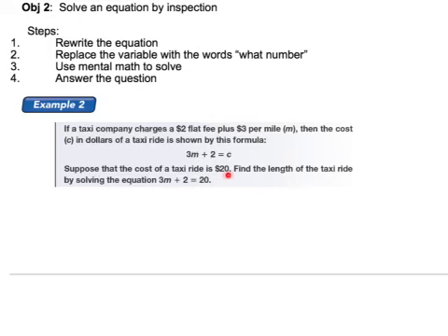Suppose that the cost of the ride is $20. So this C right here, the cost, they're telling us is 20. So that's where they got this from right here. They're telling us C equals 20. We want to find the length of the taxi ride by solving this equation. Okay, the length of the taxi ride is M. That's how many miles we drive. Okay, so we're trying to figure out what M is in this equation, how many miles we'd have to drive.